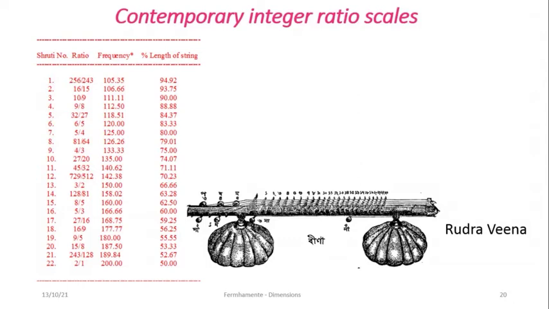The instrument we can see here is a Rudra Veena. It can produce very low sounds, like a low sitar sound. And there are also resonant strings attached to this instrument that resonate to the integer ratios, which gives a very interesting and nice harmonic sound to this instrument.